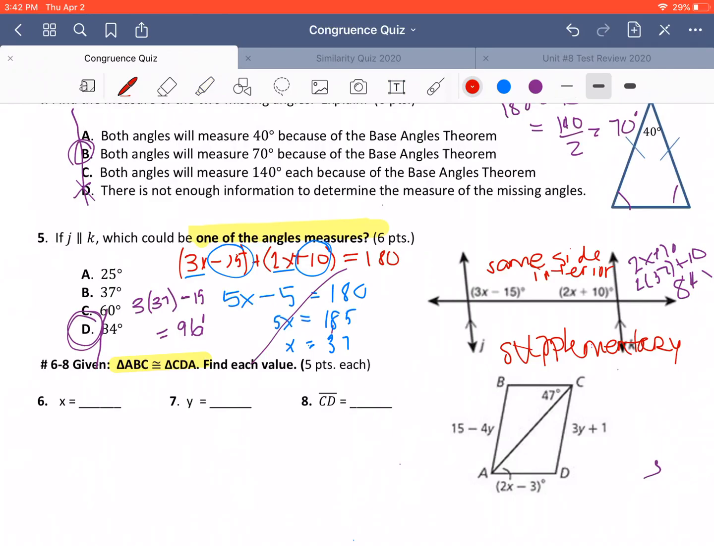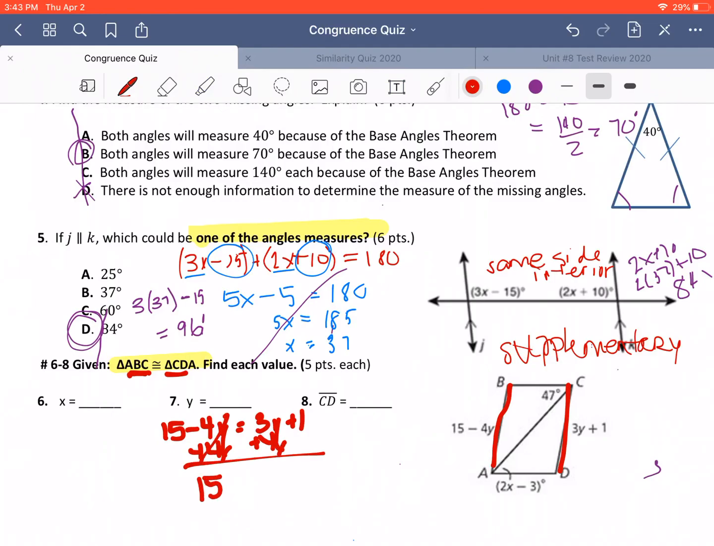So if ABC is congruent to CDA, we need to solve for y first. AB is congruent to CD, so this side is congruent to this one. We can set those two expressions equal to each other to solve for y. I'm actually doing number 7 before number 6, sorry about that. So 15 minus 4y equals 3y plus 1. Get your variable on one side.